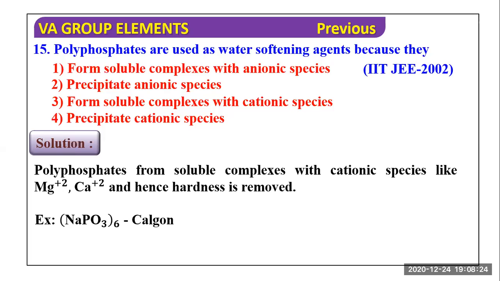So option 3, and it is known as calgon. It is actually in class 11, hardness of water is there. You can also read on that portion, no problem, for calgon, zeolite, etc. So option 3 is correct. Polyphosphate reacts with magnesium, calcium, etc. and forms a soluble salt, and they can be removed from water.